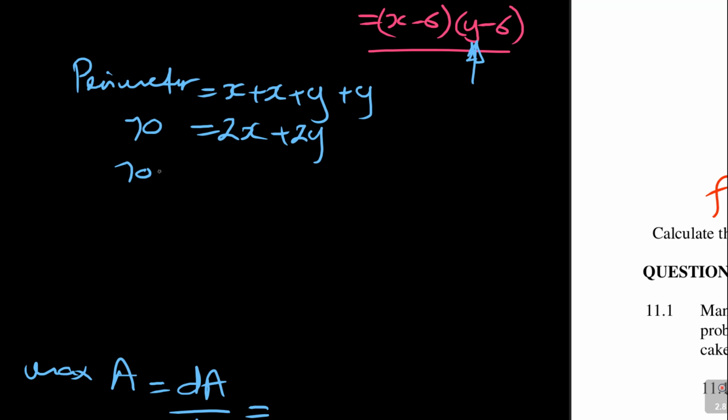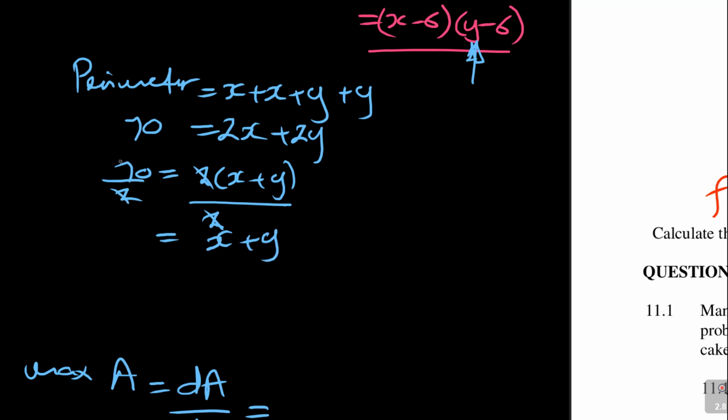Now 70 here is equal to 2x plus 2y. I can factorize 2 there, which is x plus y. You see, I divide by 2 on both sides. That's where the whole thing was. So I've got now my x plus y. 2 divided by 70 is 35. That is what was needed. I'll call this my equation 1.